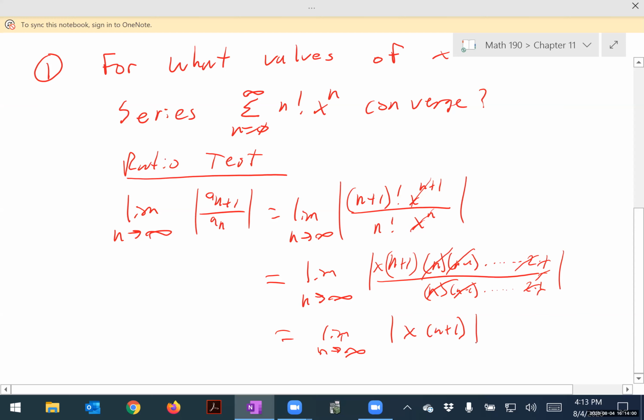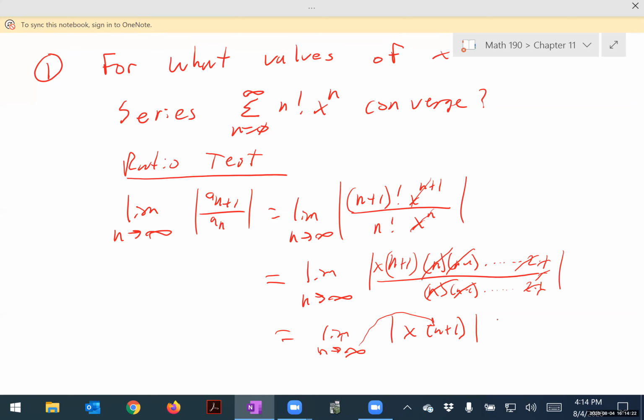Oh, okay. So this is just x, k times n plus 1. Well, we'll plug in infinity, what happens? Well, this thing just goes to infinity. It's x times infinity, which is just infinity. So this thing just goes to infinity, so this thing diverges.